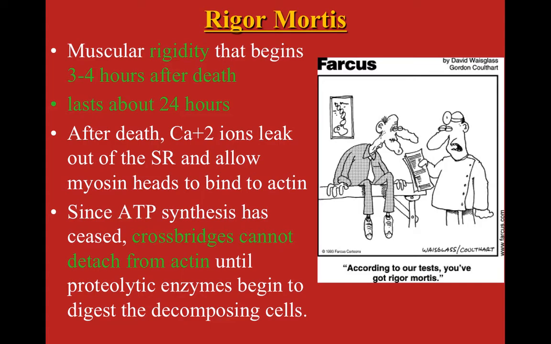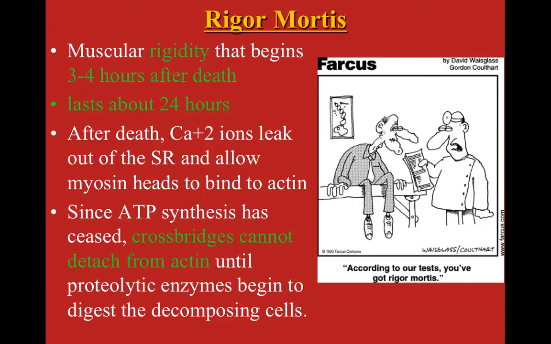It reacts with the troponin, causing it to conformationally change and move the tropomyosin out of the way so the actin can bind. And then actin can bind to myosin. And since ATP synthesis has ceased, the cross bridges cannot detach from actin. So the myosin cross bridges stay attached, and that's that contraction, that power stroke, and it doesn't release.